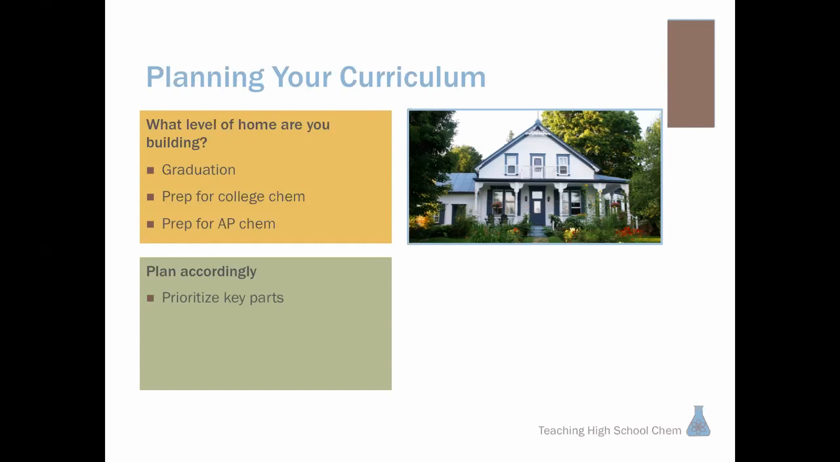I call them the big three: nomenclature, reactions, and stoichiometry. They are essentially the main walls of the house. They are the load-bearing walls that carry all of the weight of the entire course for chemistry. And so I put my attention there. I start with what I think is most important, and then I plan from there. So most important to me is nomenclature, reactions, and then moles and stoichiometry.